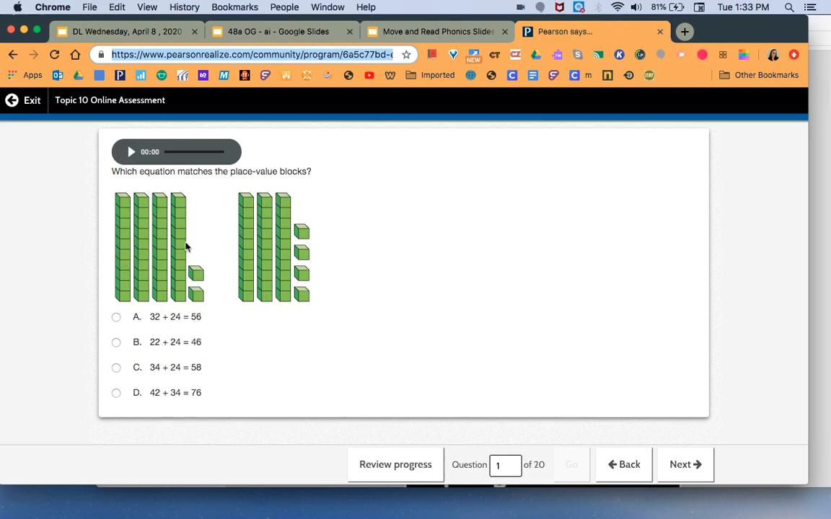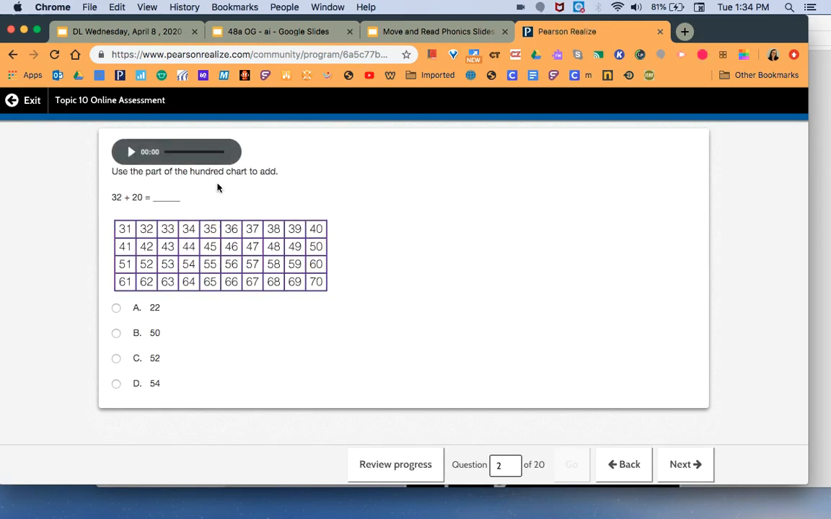1, 2, 3, 4, 5, 6, 7. 7 tens is 70, 71, 72, 73, 74, 75, 76. So I can look at these answers and I see one that has 76 as the answer. Also, this matches. 42 plus 34 equals 76.